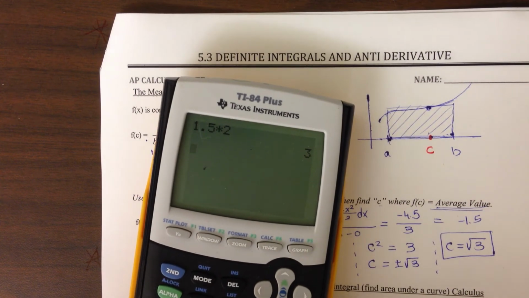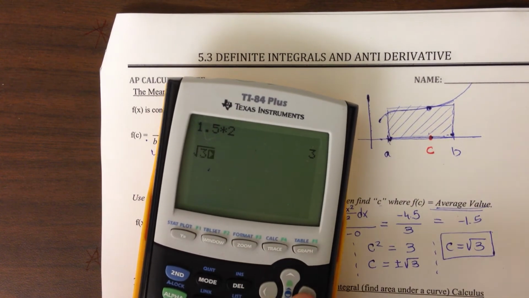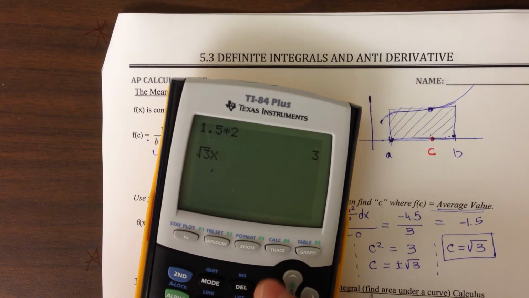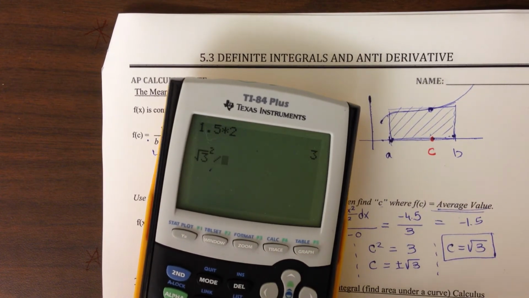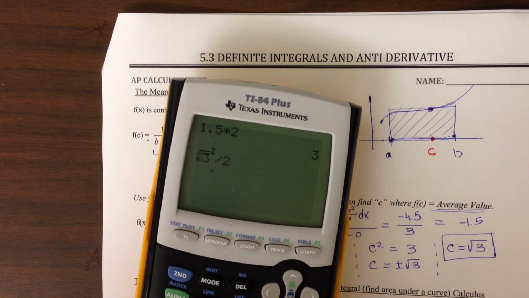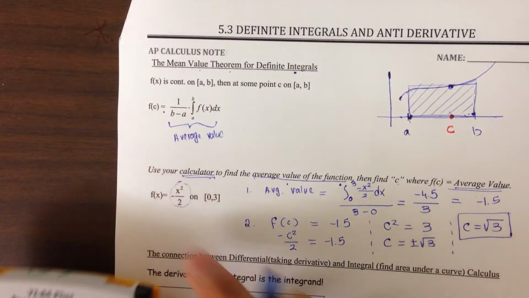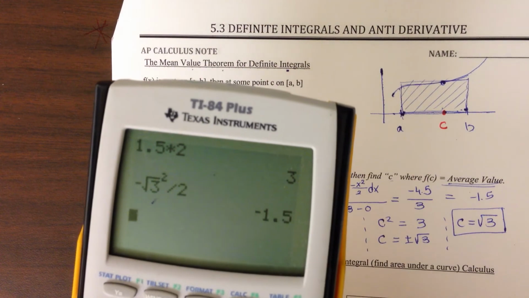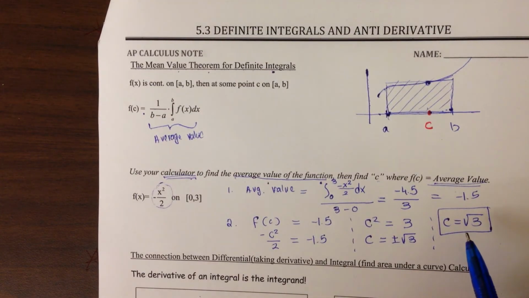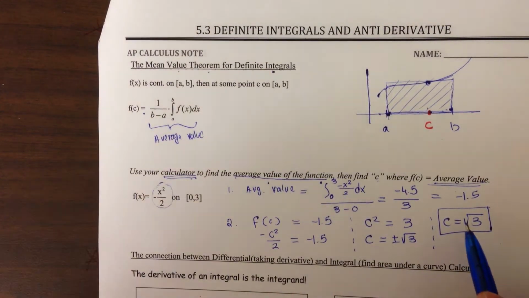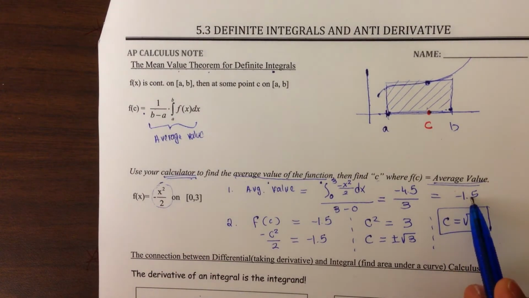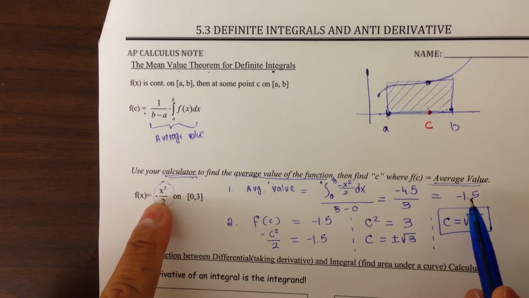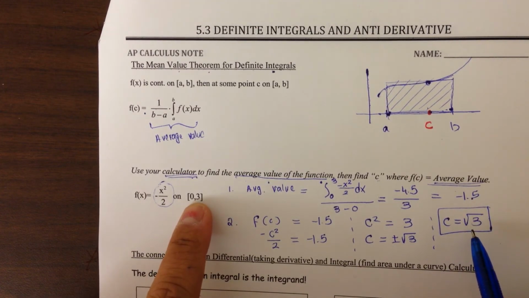And if you want to check, you can. Look, root 3 squared divided by 2, and remember there's a negative in the front. I insert the negative right here, and look what I get: negative 1.5. Okay, so there's a c, and I found it. So again, the mean value theorem basically guarantees that you can find the average value by evaluating your function at some point between 0 and 3.